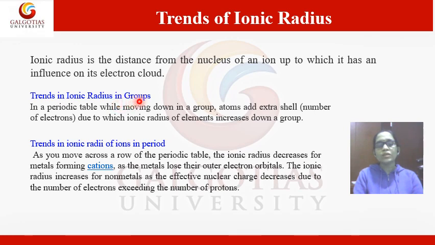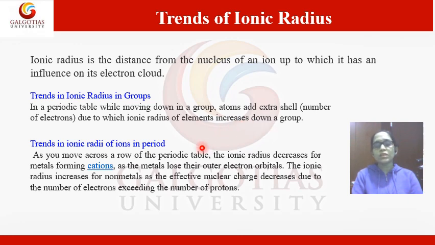What happens to the ionic radius in a group? When we are moving down a group in the periodic table, ionic radius increases, because the atoms add an extra shell. That means the number of electrons increases when we are moving down a group, and the number of new shells also increases. The electrons are added in new shells. So as the electrons are added in new shells, the ionic radius of the element increases on moving down a group.